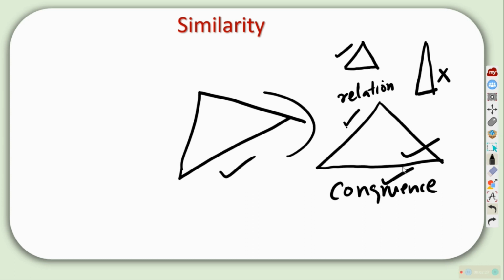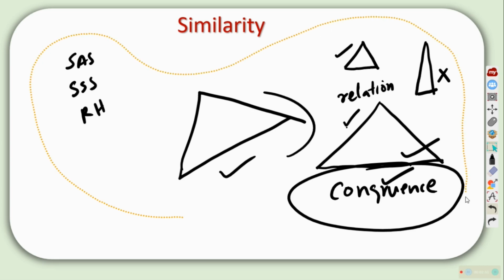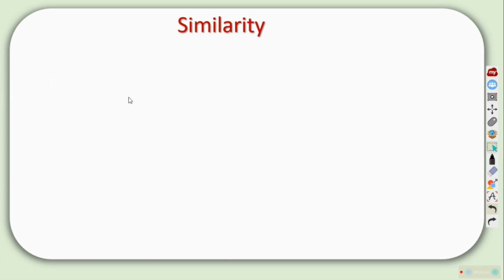ये दोनों आपको मालूम. Congruence you have studied. Test of congruence of triangle like SAS test, SSS test, ये सब आपने पढ़ा है. And right angle hypotenuse वाला right angle के केस में. All these things you have studied. What I am trying to make you understand is similarity is slightly different. All congruent triangles are similar, but similar triangles are always not congruent. Congruent में एक दूसरे के perfectly match होना है. Similar में छोटा बड़ा हो जाता है.